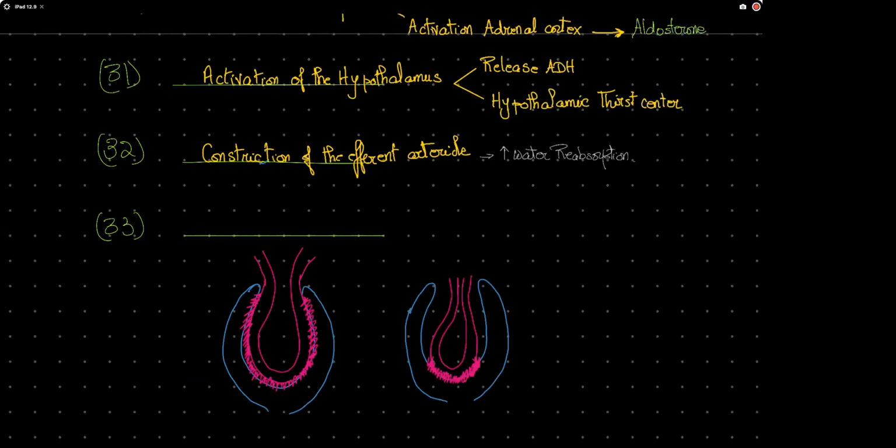Contraction of the extraglomerular mesangial cells. You see on here, those are my extraglomerular mesangial cells. This is the glomerulus, and this is the Bowman's capsule. When I contract the extraglomerular mesangial cells, I am putting the glomerular capillaries away from the Bowman's capsule.